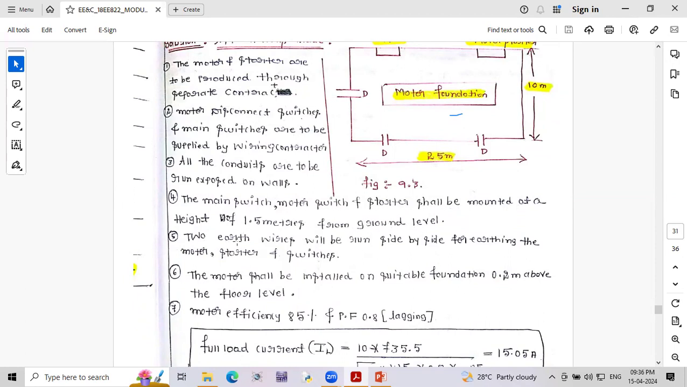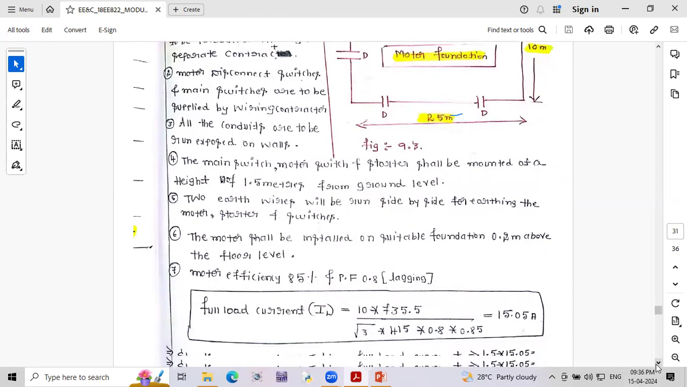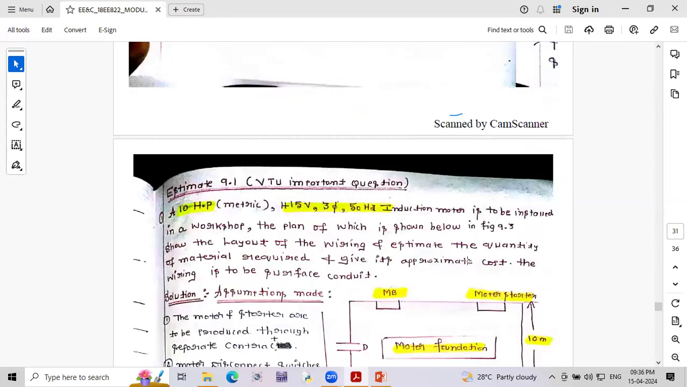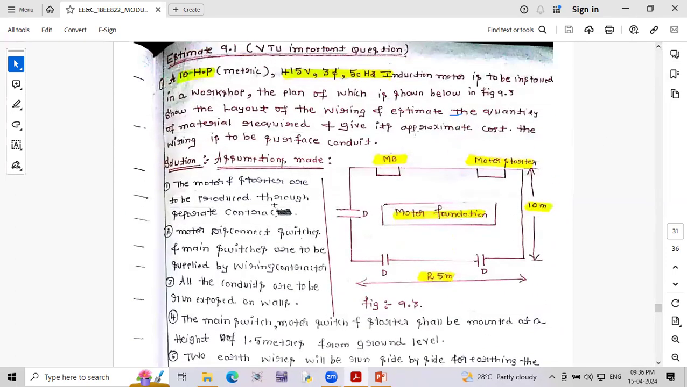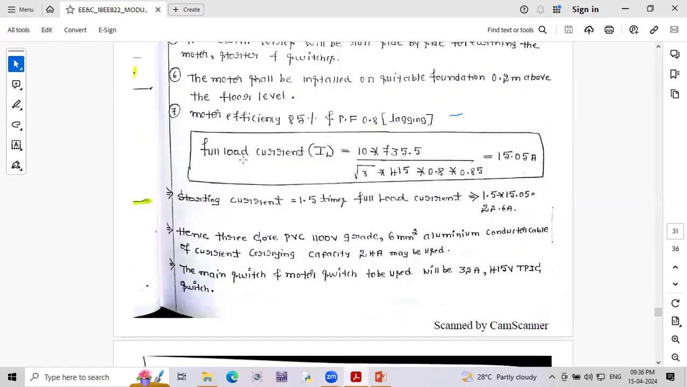Obviously, 2 meters of earth wire we should provide for every motor, starter, and switch. The motor shall be installed on a suitable foundation 0.5 meter above the floor level, only 0.2 meters. Motor efficiency 85%, power factor 0.8 we need to consider. For this, how much value did they mention for the motor here? 10 HP.